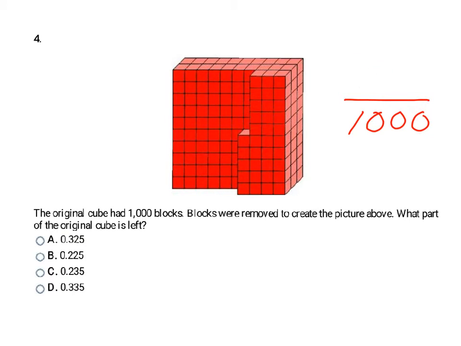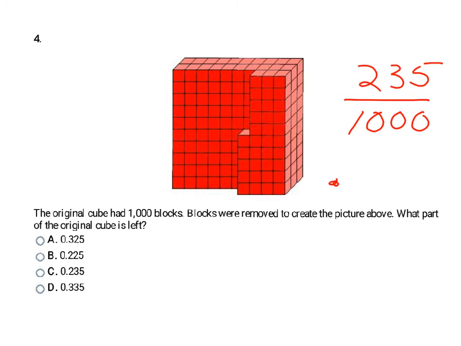So you have 235 blocks out of a possible 1,000. And so then I just need to convert that to a decimal. And remember, when you are converting to a decimal, this means that it's out of 1,000, so that means this 5 needs to be in the thousandths place value.